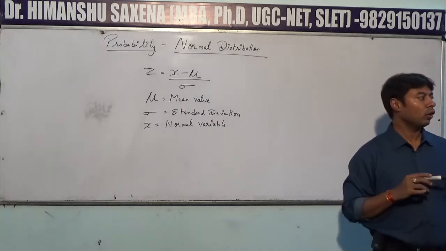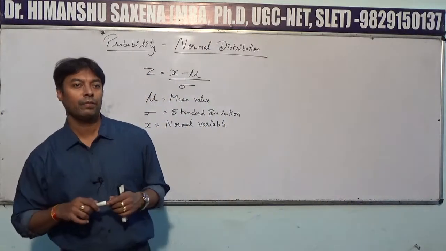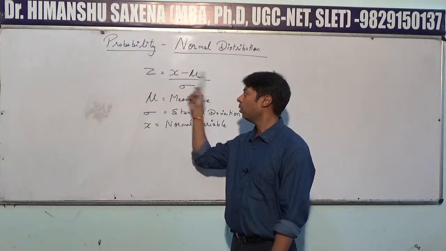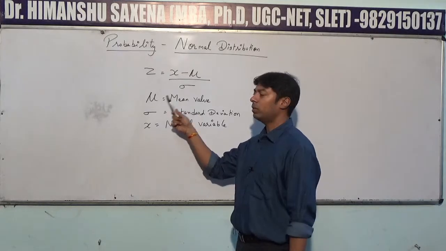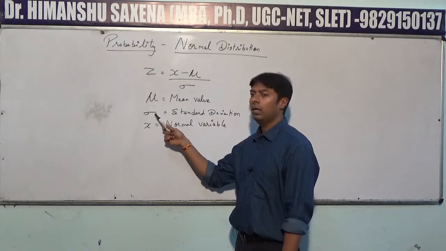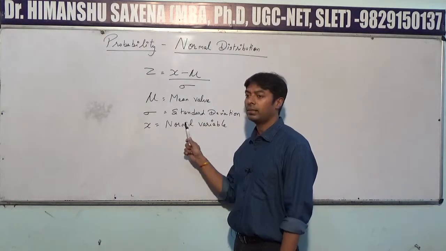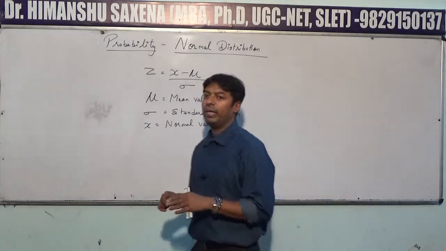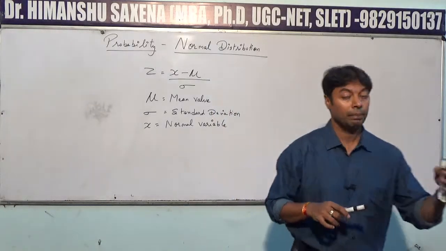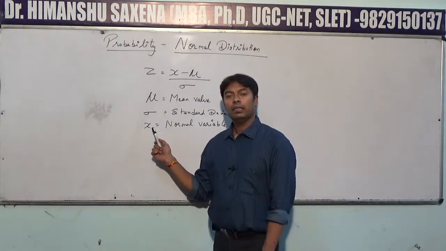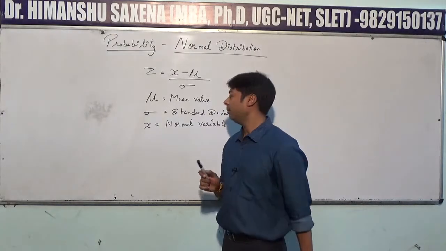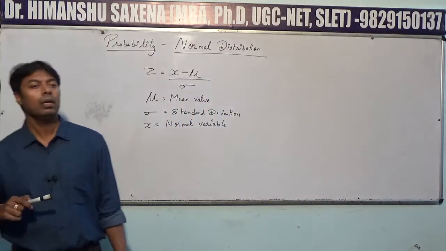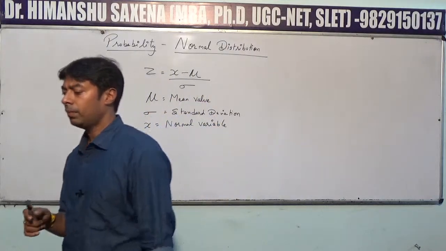So first of all, take down the formula which is to be used in calculating probability for normal distribution. That is, z is equal to x minus mu whole divided by standard deviation, where mu stands for mean value, this symbol stands for standard deviation, and x stands for normal variable. Now mean and standard deviation are going to remain the same in a particular problem. In all the different parts of the particular problem, this x is going to change. This is a random variable, a normal variable which will assume different values in different parts of a particular problem. So let us take a problem.